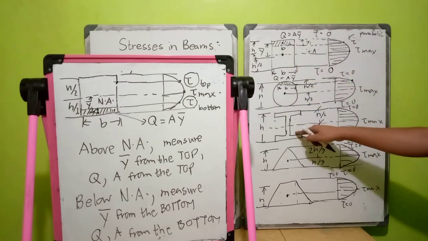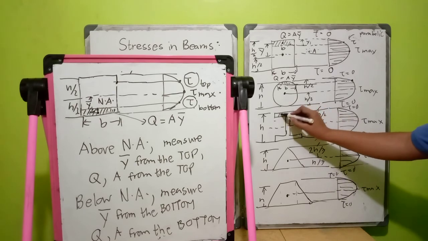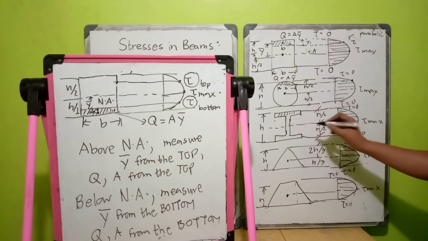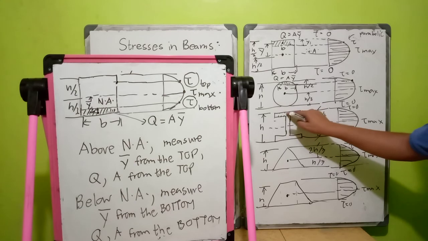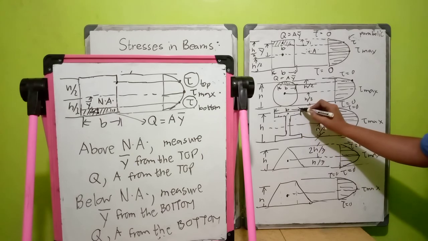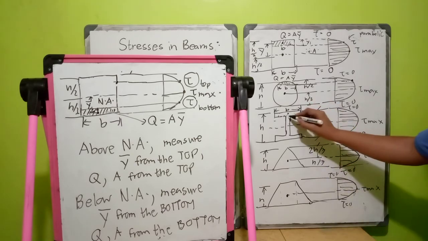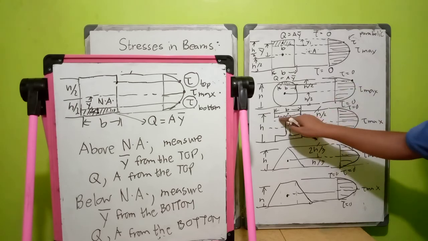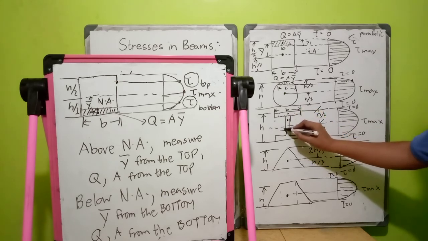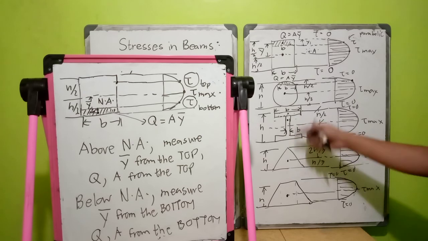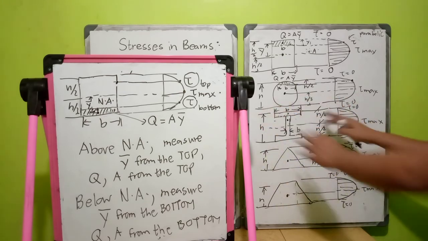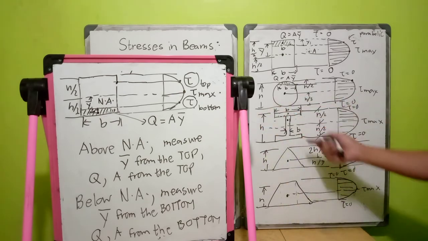For an I section, you have two different B. If you want to know the shear stress somewhere at the web portion, let us say here, your B here will be this. And if the shear stress is located at the flange, your B here is this one, much smaller. It is the width of your flange. Here, it is the width of your web. So there will be two different B.